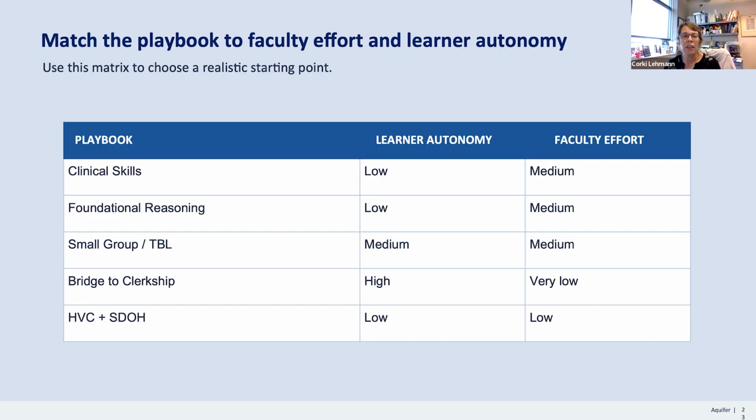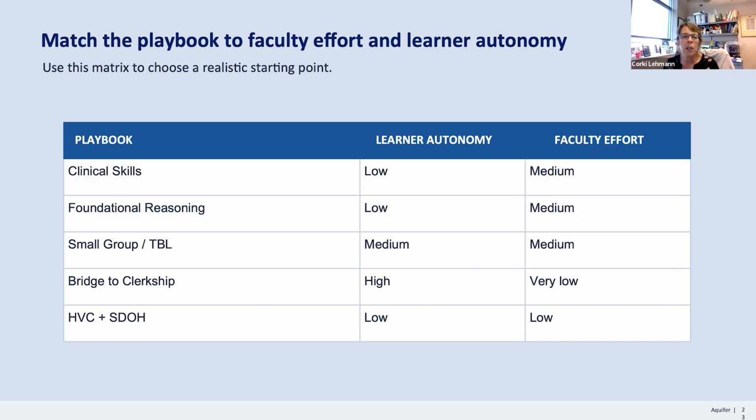And I wish I had had this when I was first a clerkship director and thinking about what I should do. It's good to think about what is going to be high effort with the learner and the faculty and all the different things that you pick. So think about the playbook and what you can realistically expect out of both your learners and your faculty.